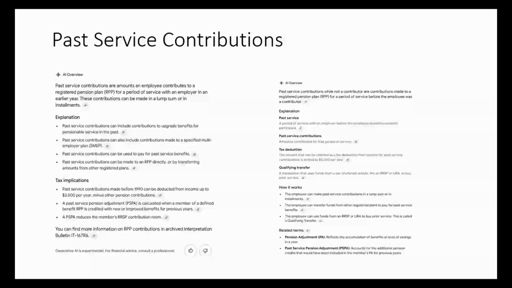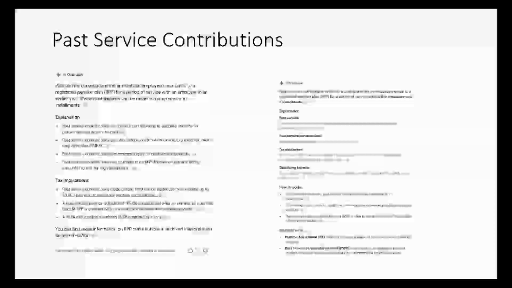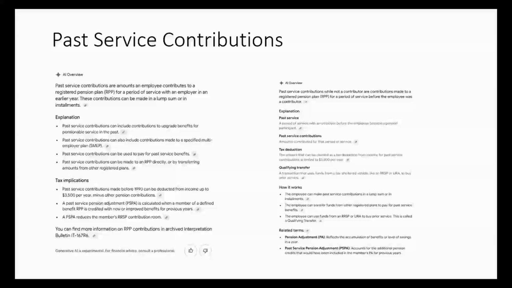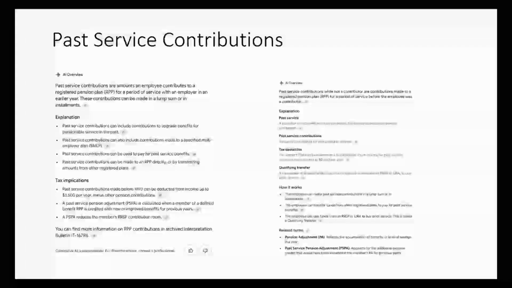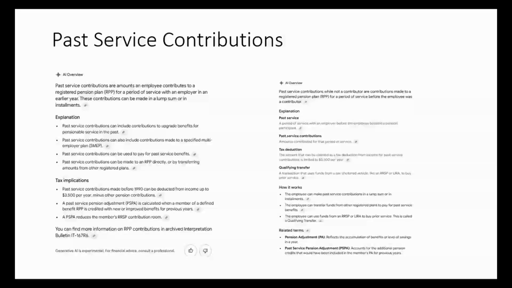These contributions can be made in a lump sum or installments. Past service contributions can include contributions to upgrade benefits for pensionable service in the past. They can also include contributions made to a specified multi-employer plan, SMEP. Past service contributions can be used to pay for past service benefits. They can be made to an RPP directly or by transferring amounts from other registered plans.